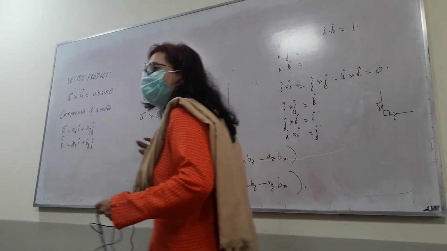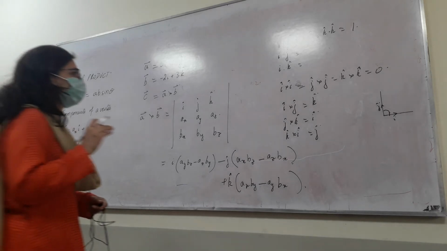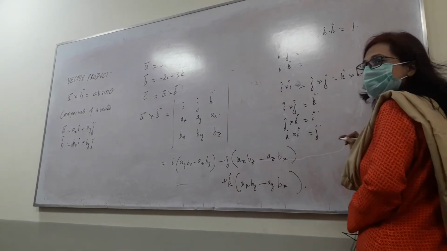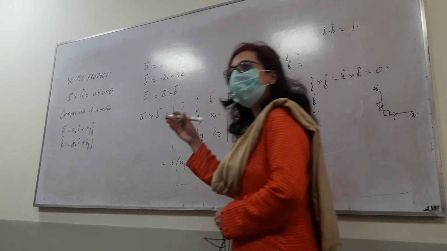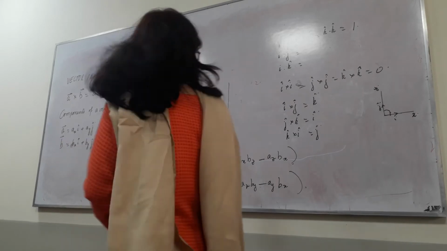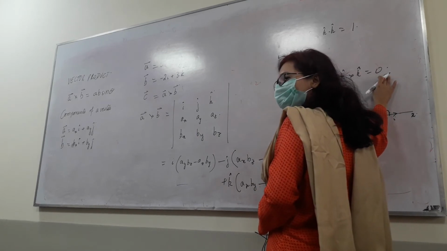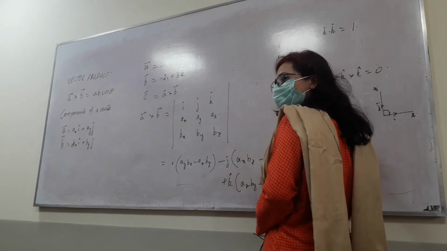If the angle is 90, then it's k. i is the unit vector along the x axis, j is a unit vector along the y axis. What's the angle between the x axis and y axis? 90. And this one is i cross i, this is equal to 0. i cross i means both vectors are in the same direction.